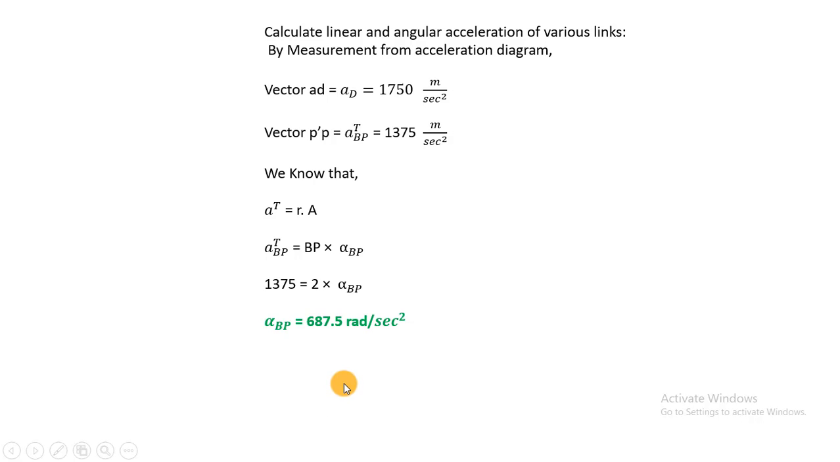So this is how we perform the acceleration analysis for the mechanism. Here it completes the solution for the slider crank mechanism for velocity analysis and acceleration analysis using the relative velocity method.